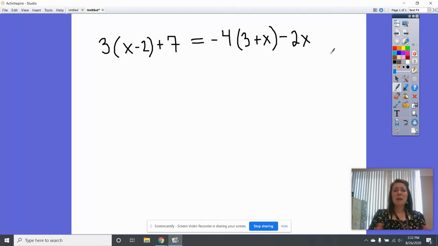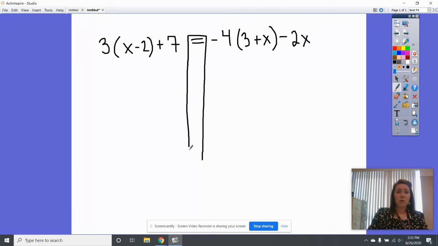Now, I just made this up, so it very well could end up as a decimal, and that's okay. So the first thing I always do is I draw this wall, because there is so much work that we need to do on this, and I want to keep track of what I'm doing. The first thing I see is I've got some parentheses. So I need to distribute. That means I need to multiply in order to get rid of those parentheses.